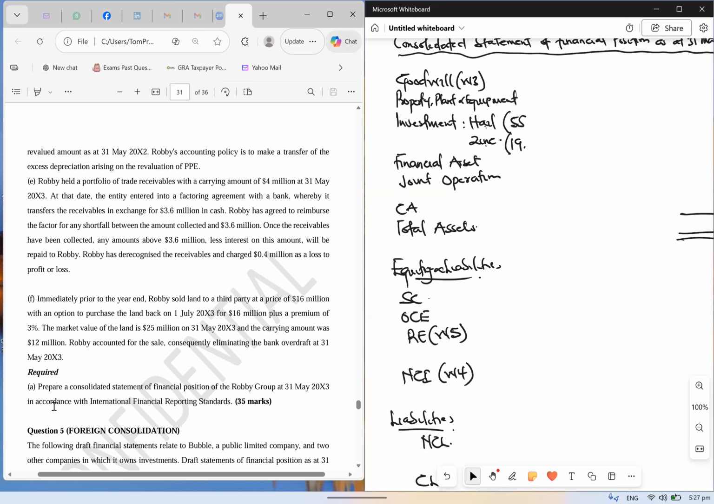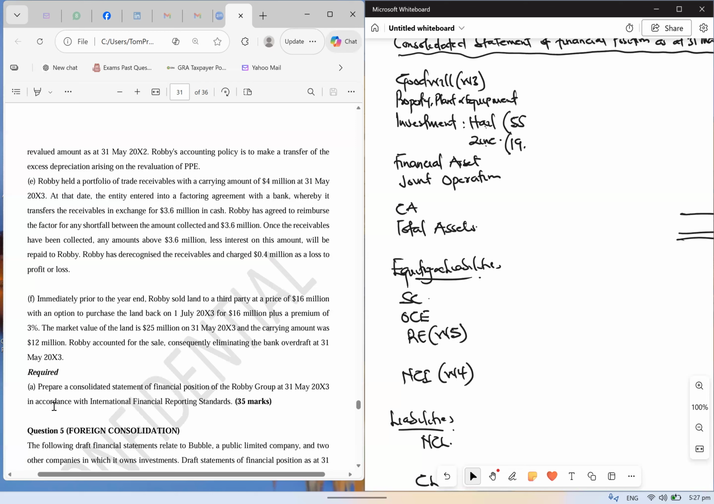Immediately prior to the year end, Robbie sold the land to a third party at a price of 60 million with an option to purchase the land back. So this is like a sale and leaseback kind of thing. The option is exercisable in July 20X13 for 60 million plus a premium of 3%. The market value of the land is 25 million on 31st May, and the carrying amount was 12 million. Robbie accounted for the sale, consequently eliminating the bank overdraft at 31st May 20X3.